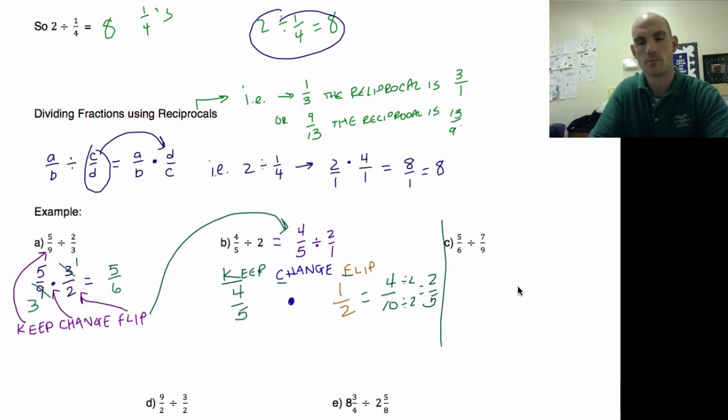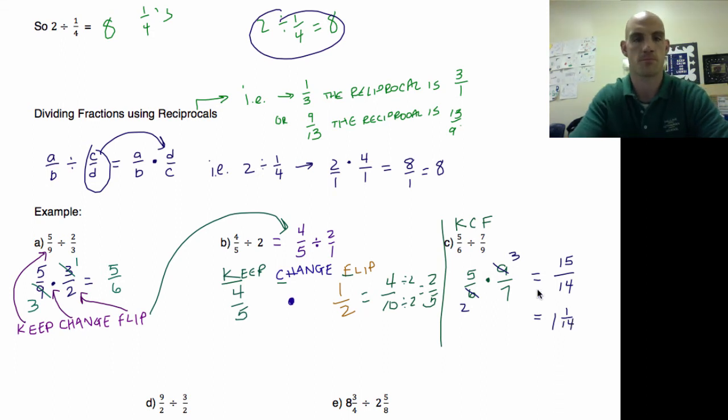Let's do one more. So I'm going to KCF. So keep the first one, change the sign, flip. I'm going to reduce by looking across. 3 goes into 3, 3 goes into 9 3 times, 3 goes into 6 twice, and I will multiply to get 15 over 14. I could rewrite that as 1 and 1/14.